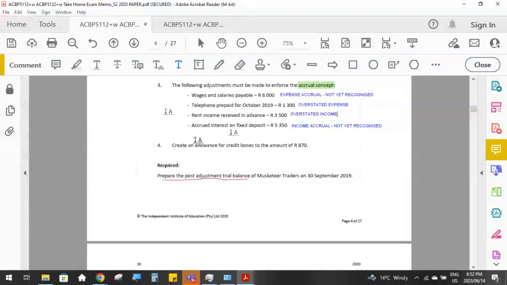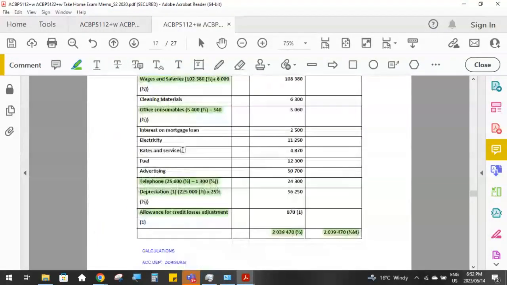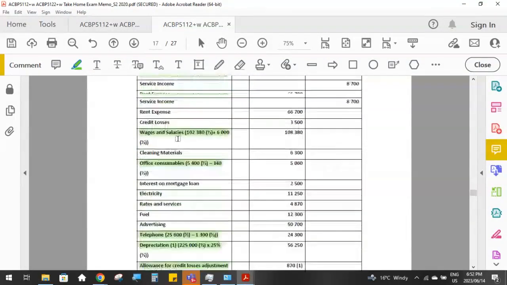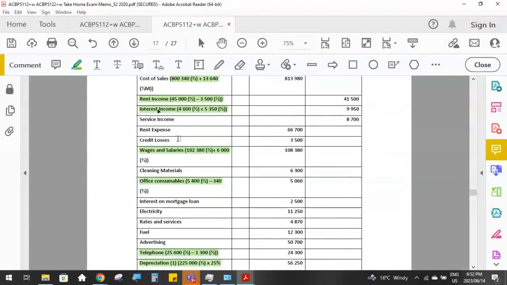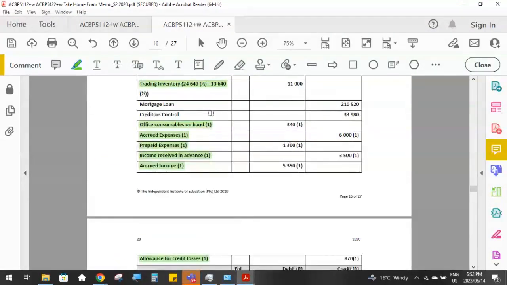And the last adjustment, accrued interest of 5350, I need to recognize that interest. So I'm going to create my income account called interest income. Oh, sorry, it did already exist. I'm going to increase it by 5350. So I'm going to credit interest income with 5350, which means that I must debit accrued income with 5350. Okay. Double entry principle must apply with all of the adjustments that you make.